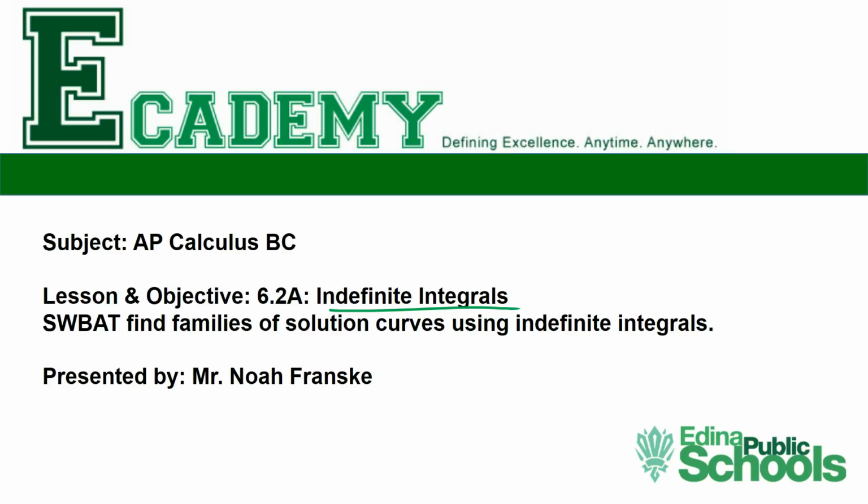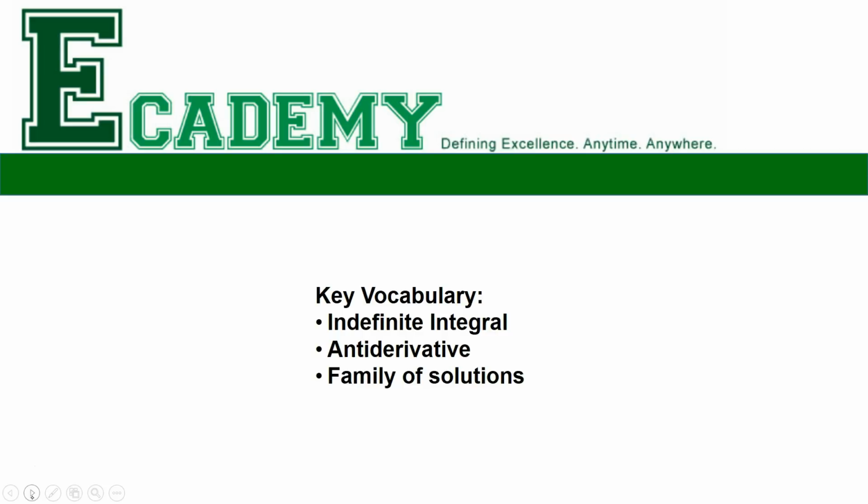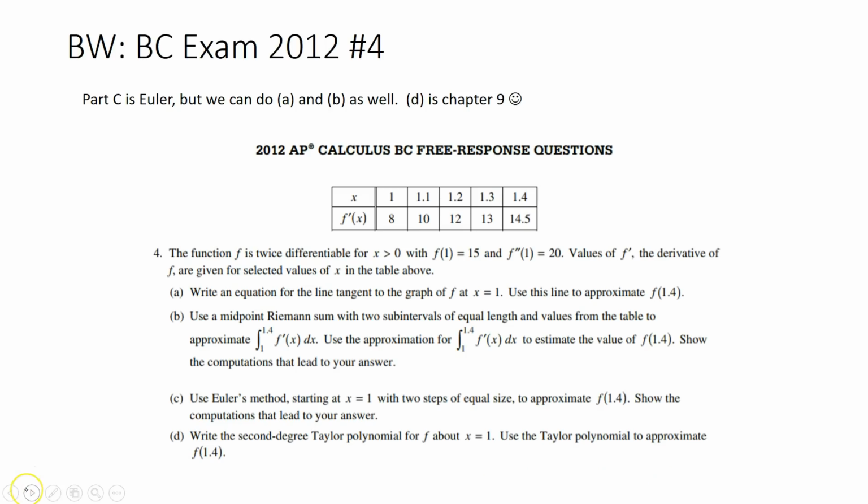And we're going to try it with lots of different things and learn lots of different methods to do it in this chapter. So we're just going to do an intro today. So some of the vocab you're going to have to know: indefinite integral, of course, antiderivative, and family of solutions. The last two are things we've seen. The first one is the only really new vocabulary.